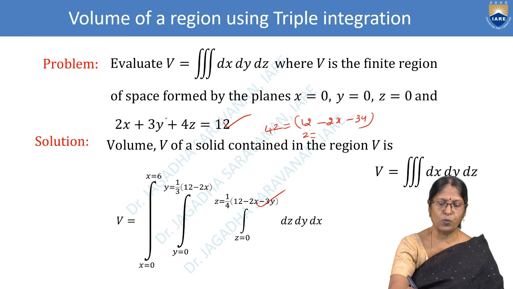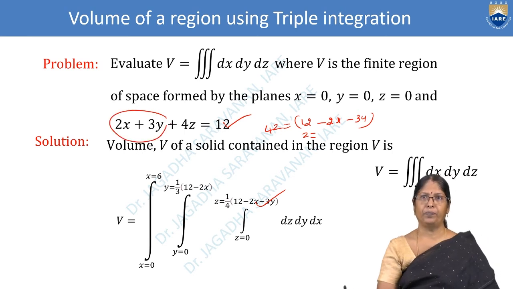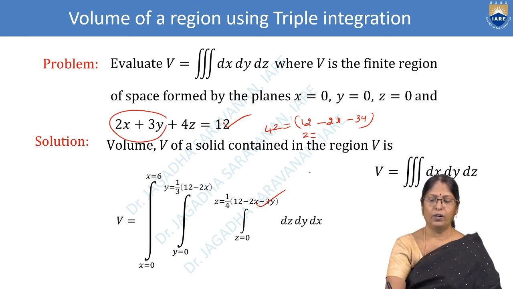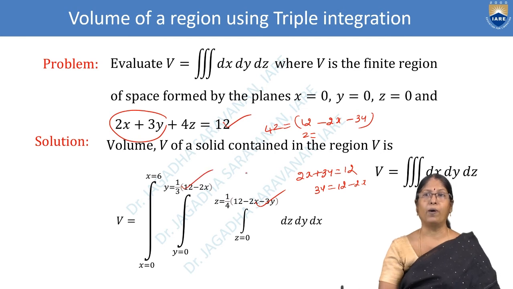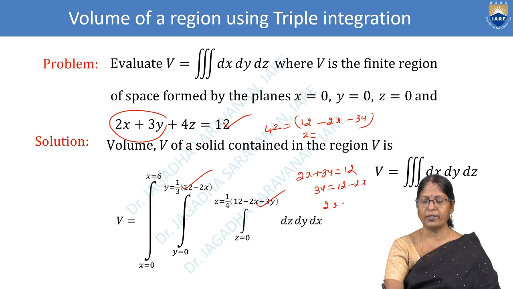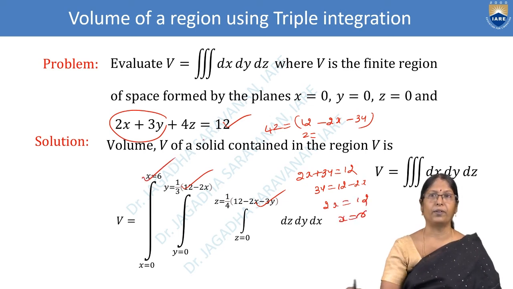If it is only the xy plane, then 2x plus 3y equal to 12, from which we can extract y, that is 12 minus 2x divided by 3. Next, finally, 2x equal to 12, x equal to 6. It is written.